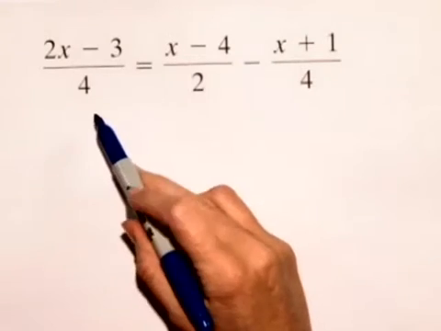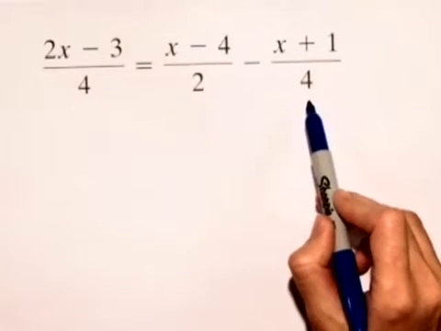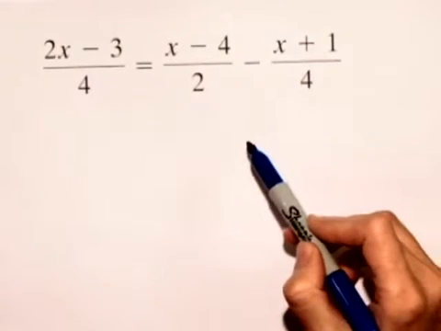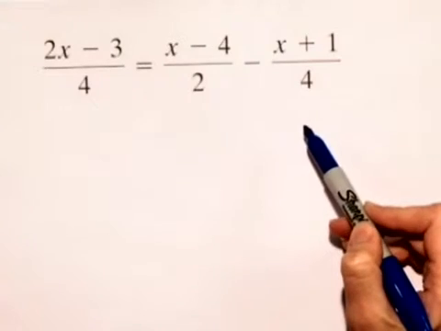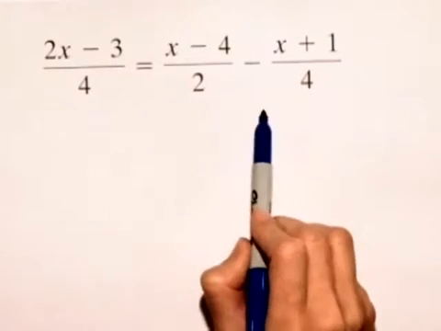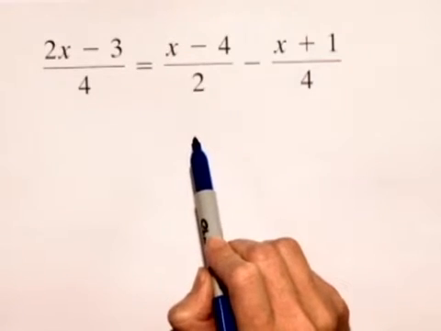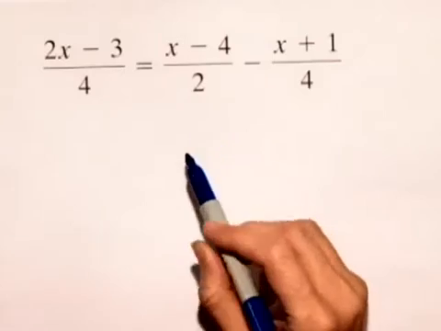For this problem, we'll solve a rational equation. Now we have a rational equation that has denominators of 4, 2, and 4. And what we would like to do is clear these fractions so that we have an equation that does not involve fractions. So by looking at the denominators of 4, 2, and 4, we find the smallest number that is divisible by 2 and 4, and that number is 4.